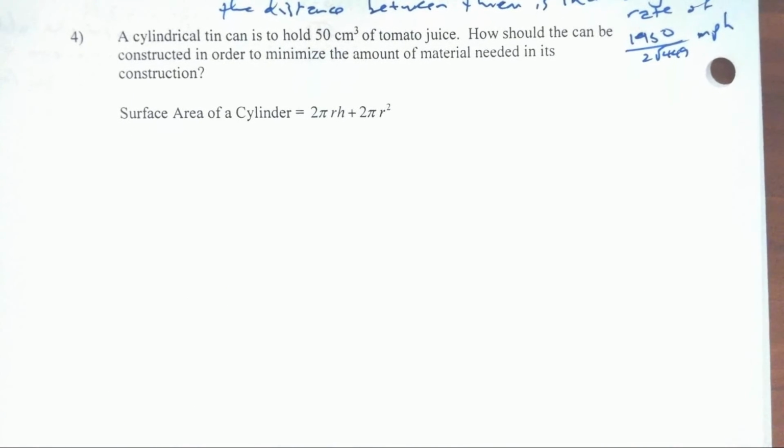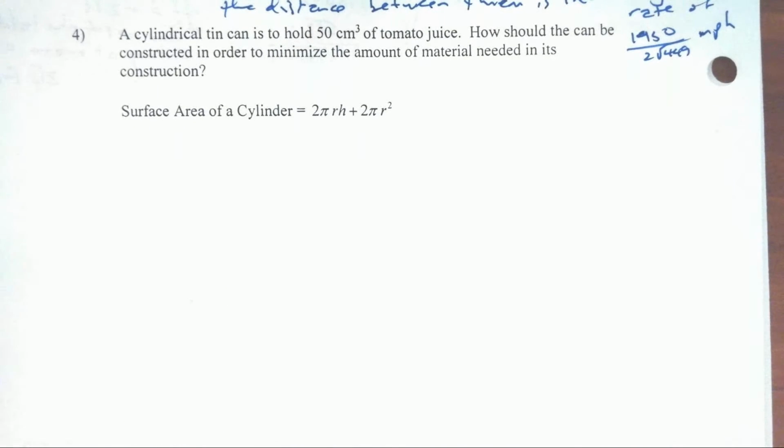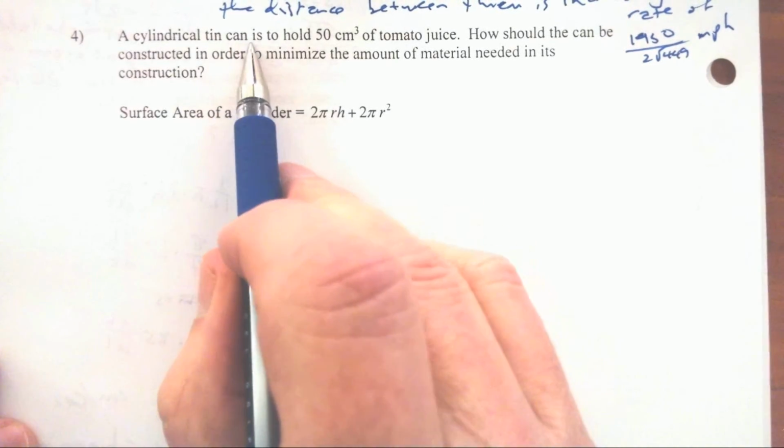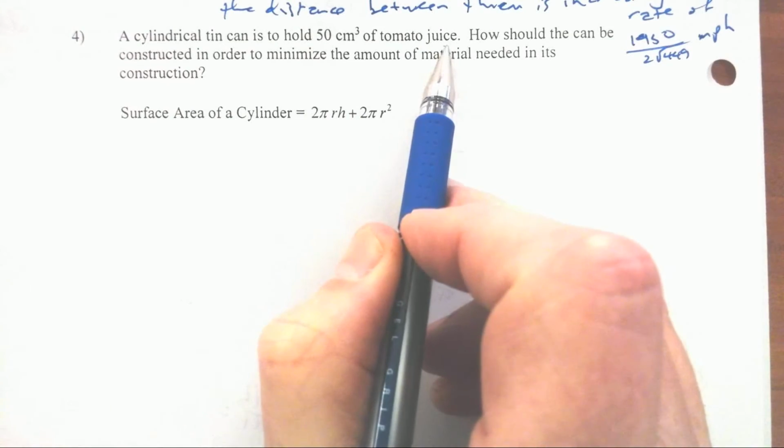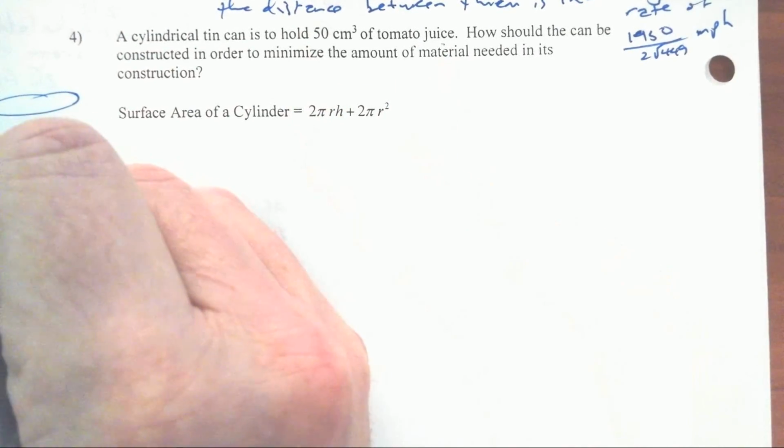Okay, and then we hit number 4. And maybe we should put another category on it, because this is not a related rate problem. Let's read it. Starts out, we think it is. A cylindrical tin can is to hold 50 cubic centimeters of tomato juice. So we got a cylinder here.